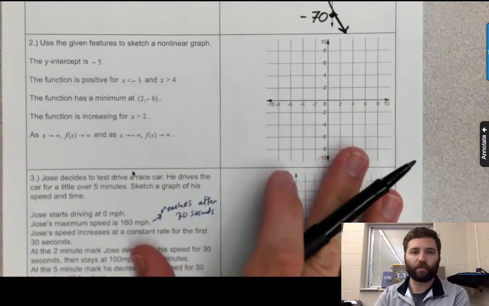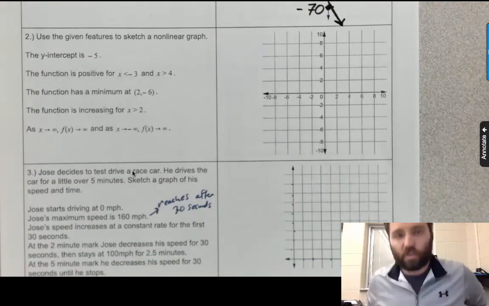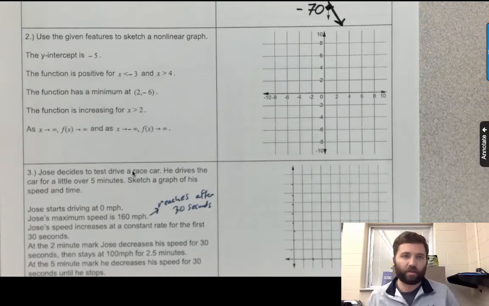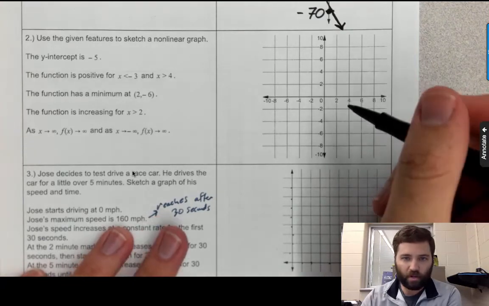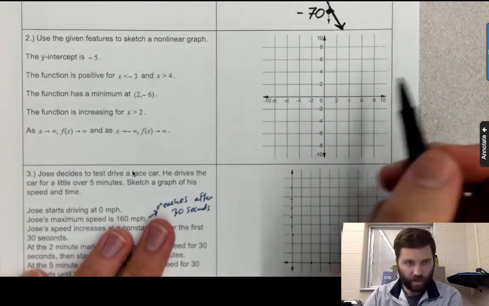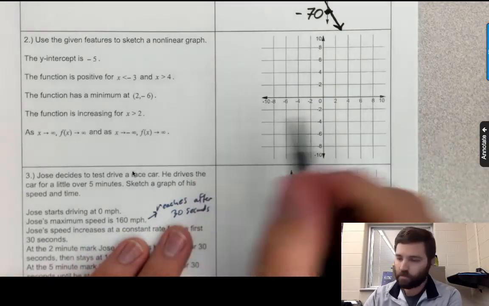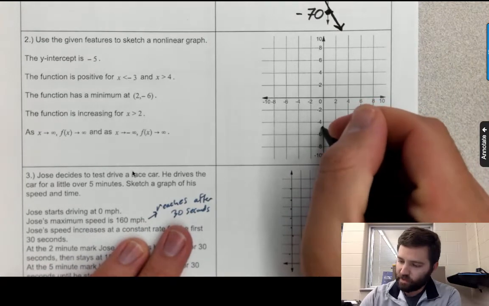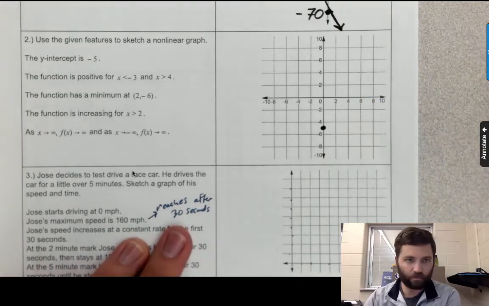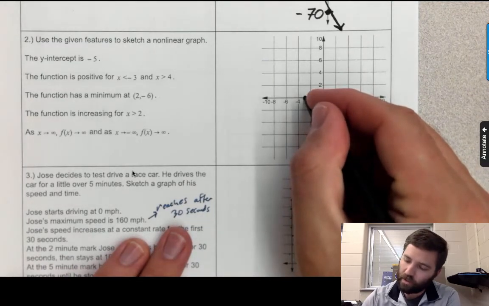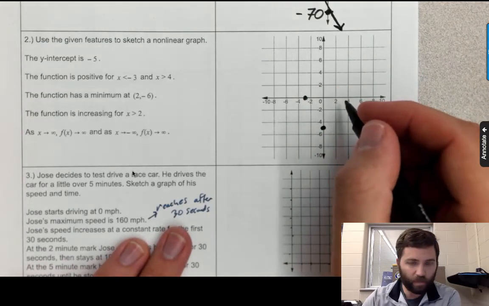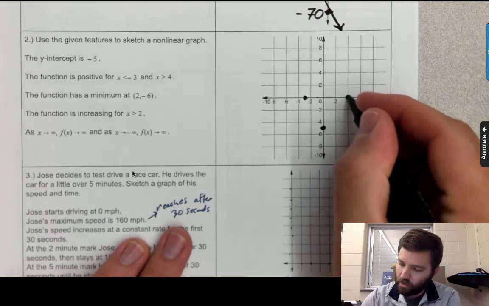Let's go on to number two. Use the given features to sketch a nonlinear graph. Now we've got an actual grid here, so we're going to be a little more careful than just plopping the points on the xy plane. The y-intercept is -5, so let's draw that in. The function is positive for x less than -3 and x greater than 4. So let's put -3 on here, and let's put +4 on here.